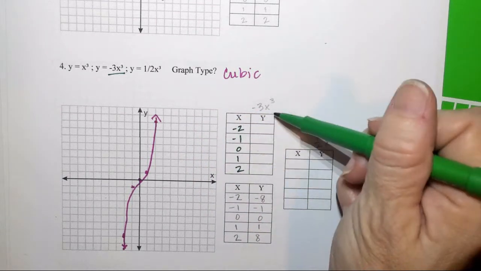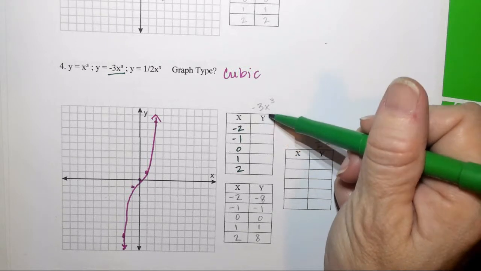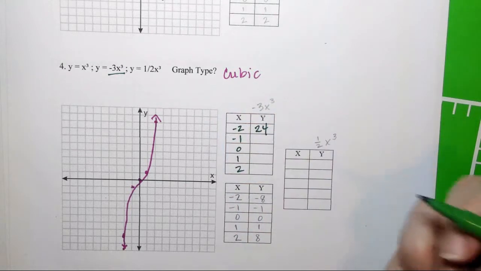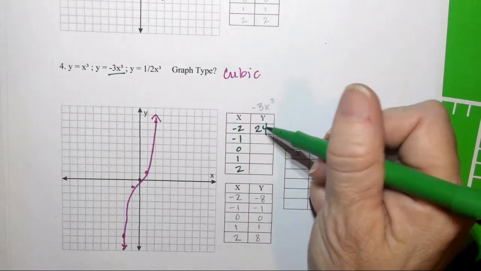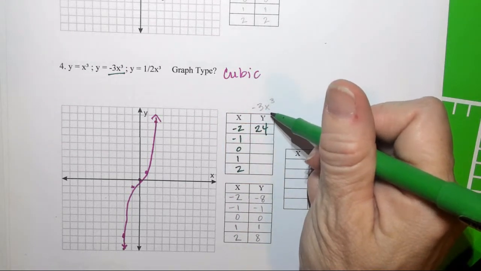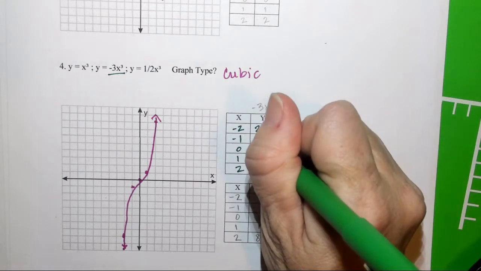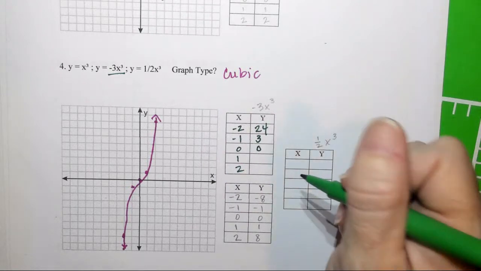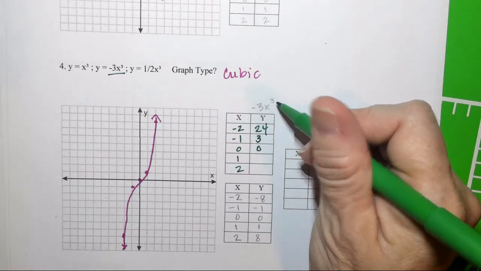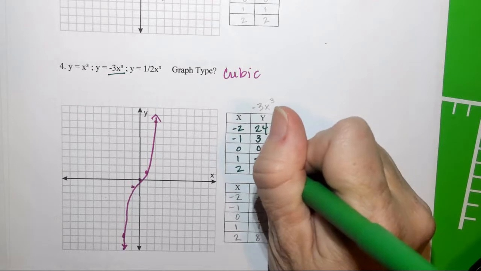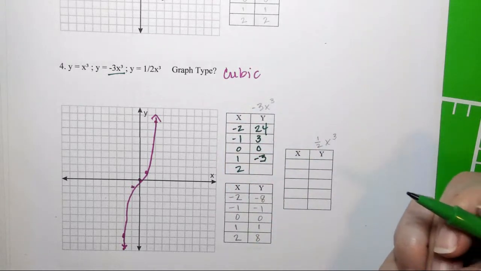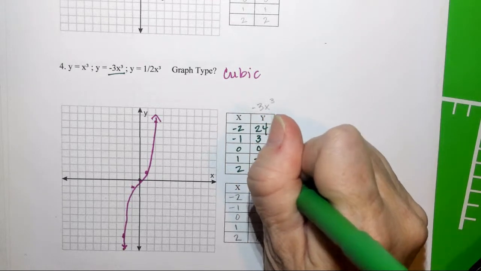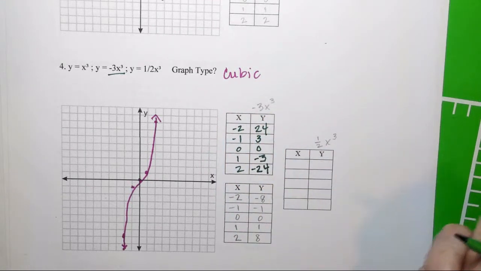So we have -2 cubed, which is going to be -8 times -3 is +24. Be careful of your signs. We've got a lot going on here. -1 cubed is -1 times -3 is +3. And 0 times anything is 0. That's an easy one. 1 cubed is 1 times -3 equals -3. And 2 cubed is 8 times -3 is -24. So that's going to go off our graph, but that's okay.